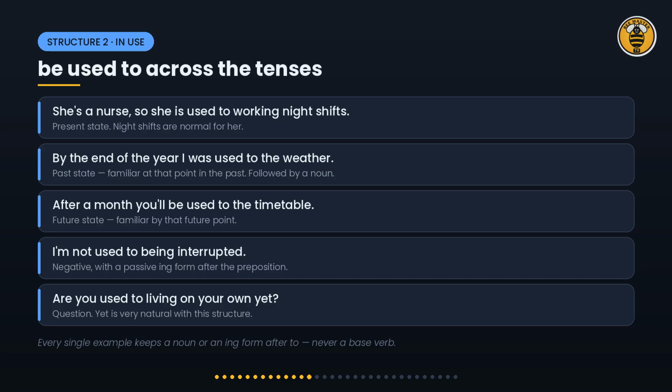After a month, you'll be used to the timetable. A future state. I'm not used to being interrupted. The negative, with a passive ing form after the preposition. Are you used to living on your own yet? And the question. Notice how naturally the word yet fits here. In every single one of those examples, what follows to is a noun or an ing form, never a base verb.